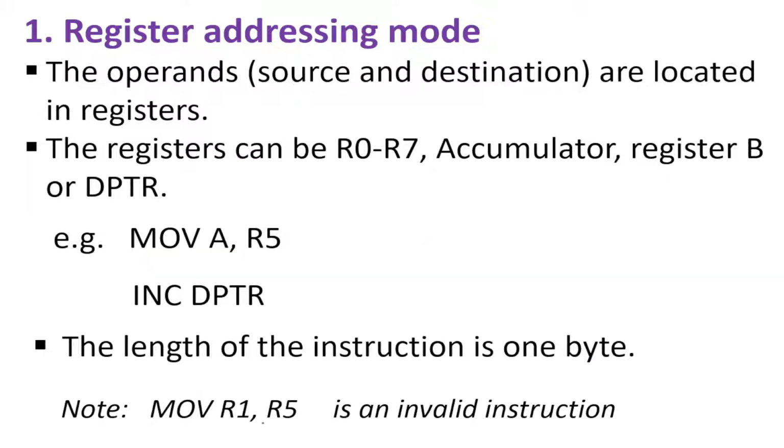MOV R1, R5. This is a sample instruction given. It is an invalid instruction. Even if R1 is a register and R5 is also a register, this instruction is invalid in 8051 because we cannot move data from one register in a bank to another register by using register addressing mode. So this is all about the first addressing mode, that is register addressing mode. Let us move to the second addressing mode.